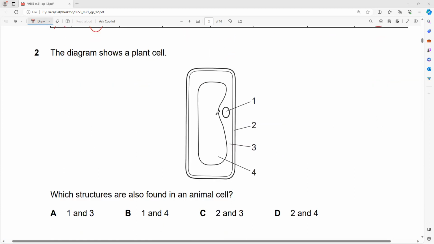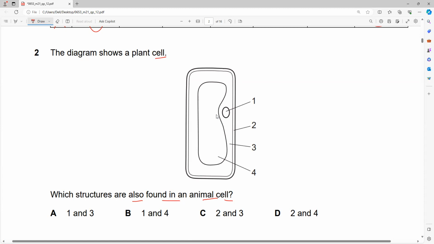The diagram shows a plant cell. Which structures are also found in animal cells? So, common in plant cell and animal cell, that is what we have to find. Everybody? So it's a plant cell. So what are the common things present in animal cell? That's what they are asking.